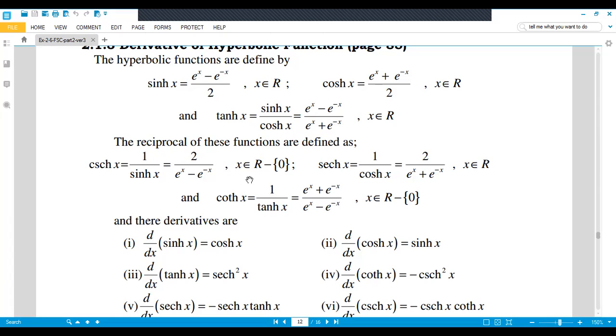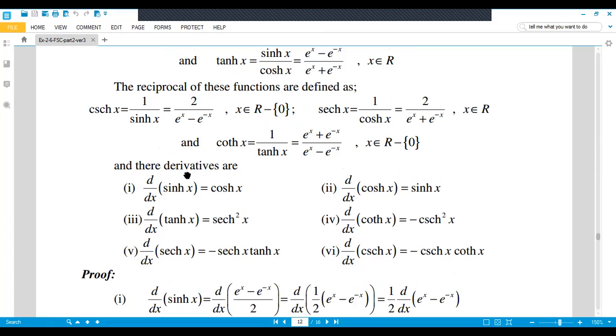And the secant hyperbolic x is again the reciprocal of cos hyperbolic x. So the reciprocal of this value will come for secant hyperbolic. Same is for cotangent. Cotangent is the inverse of tangent. So inverse of tangent means that this value's inverse will come. The positive sign will come in the numerator and the negative sign in the denominator.